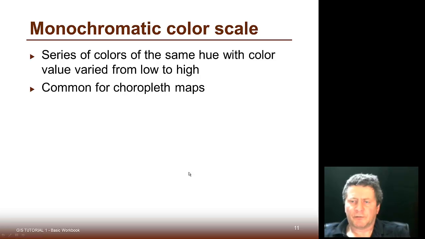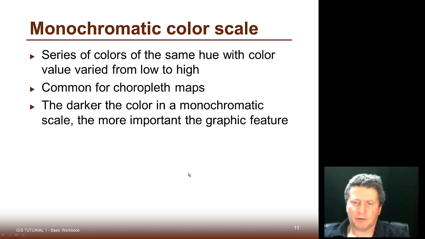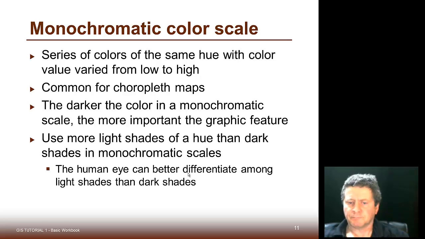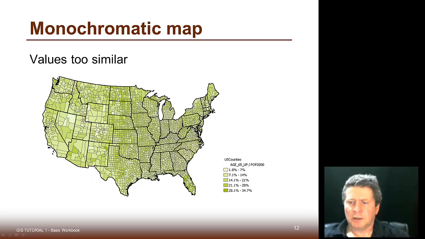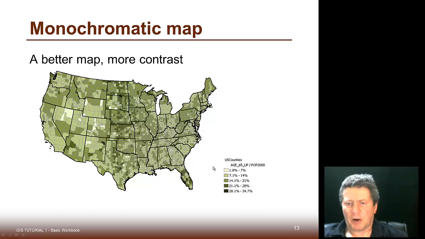So monochromatic means we're going to stay within the same color range, so it's very common in choropleth maps, and the darker the color, the more important the feature would be. And so here's an example. It's a monochromatic map, and basically your eye is just going to wander, and the reason it's wandering around is because there's not any real high contrast for it to be drawn to. In other words, this variation from light to dark is just not enough to draw our eye.